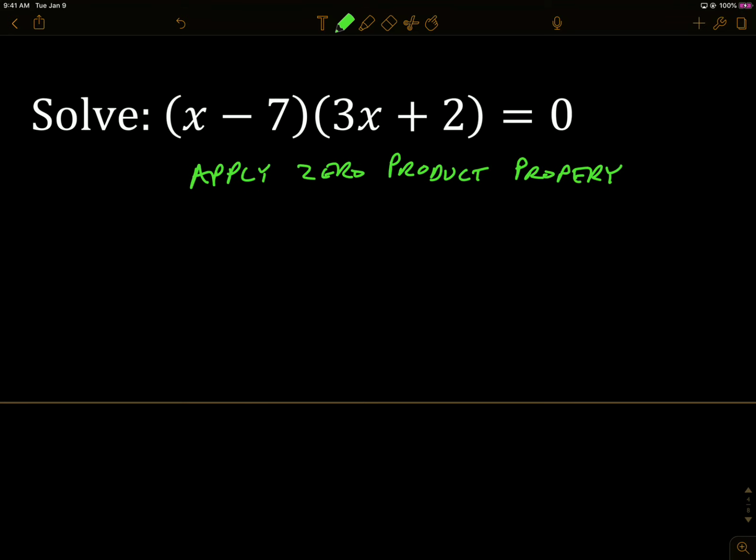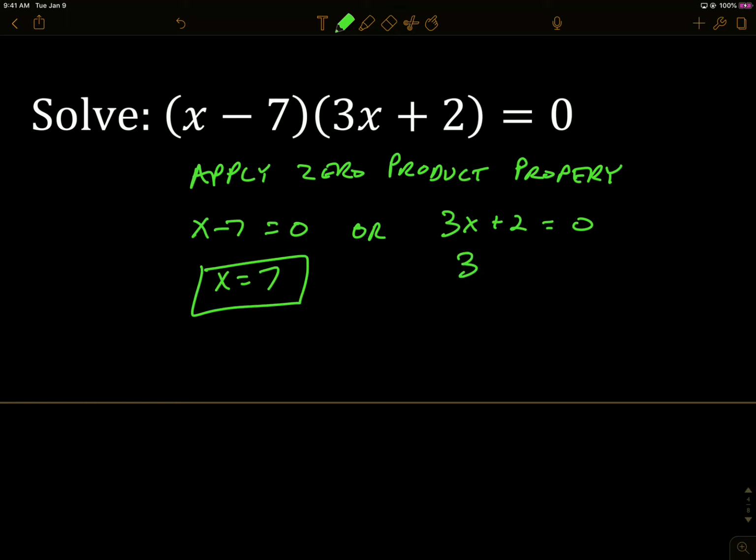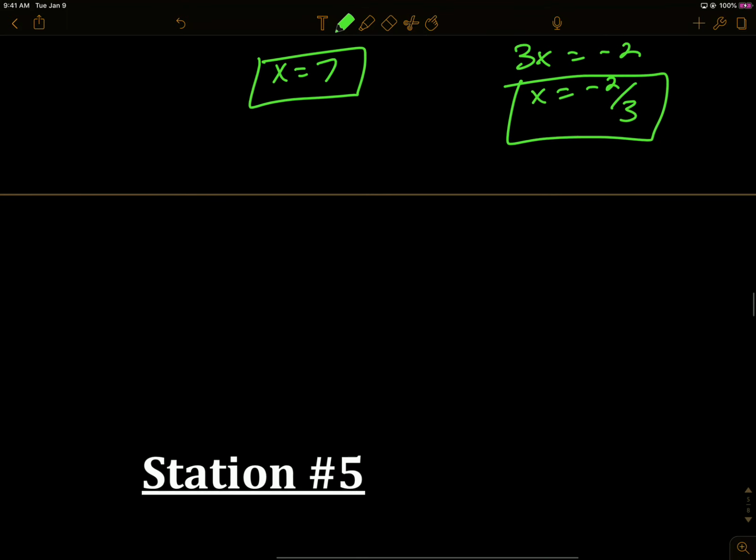So when I apply it, the property says, well, if I make the first factor 0, that'll be a solution. And if I make the second factor equal to 0, that'll be a solution. So I just need to solve these. I don't need the parentheses on there. So if I solve this one, I get one solution, and if I solve this one, I get the other solution. That's station number 4.